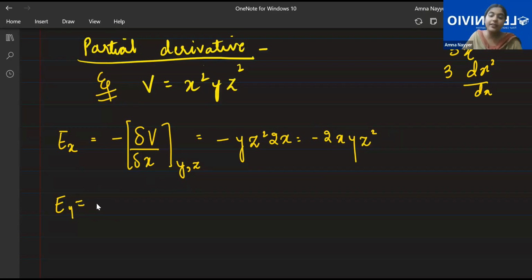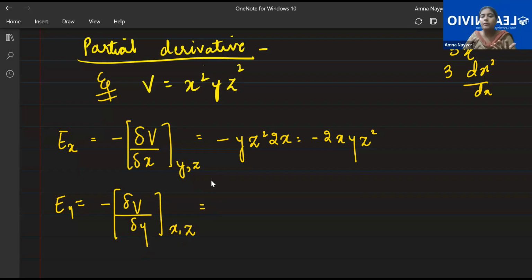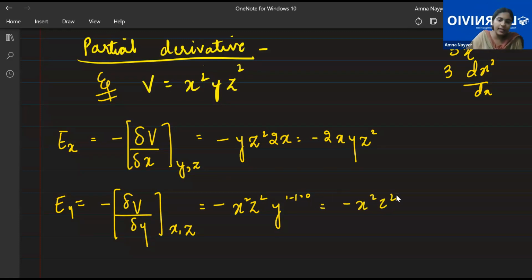Okay, if I want to differentiate y, so minus delta v by delta y. Now when we are differentiating y, we'll treat x and z as constant, as if these were not variables, these were constants from the starting. So how will we write? If x and z are constant, so x square and z square will be brought away. Differential of y will be what? Y to the power 1 minus 1, which is 0. So this is only equal to minus x square z square.